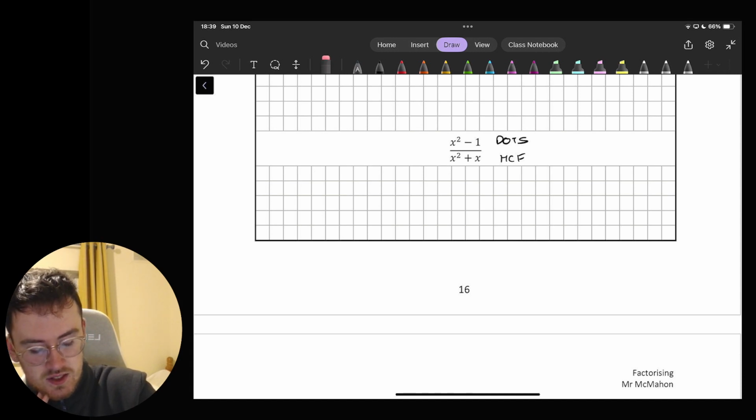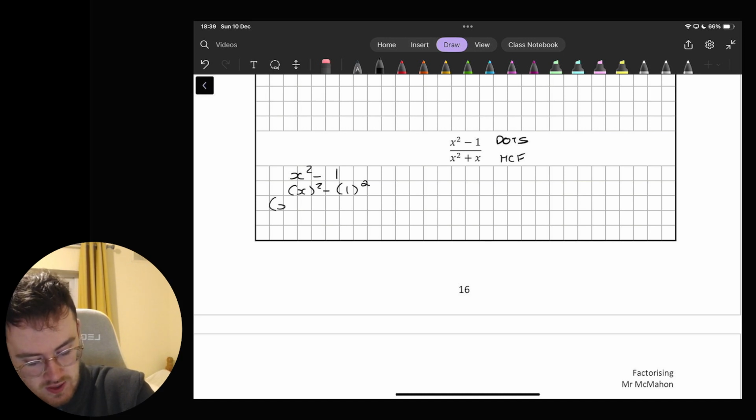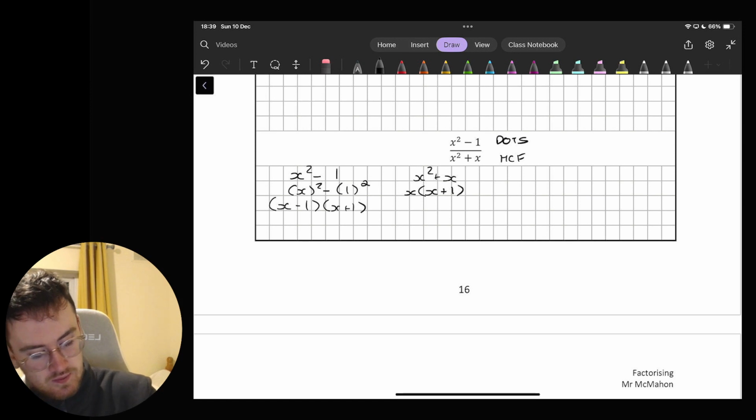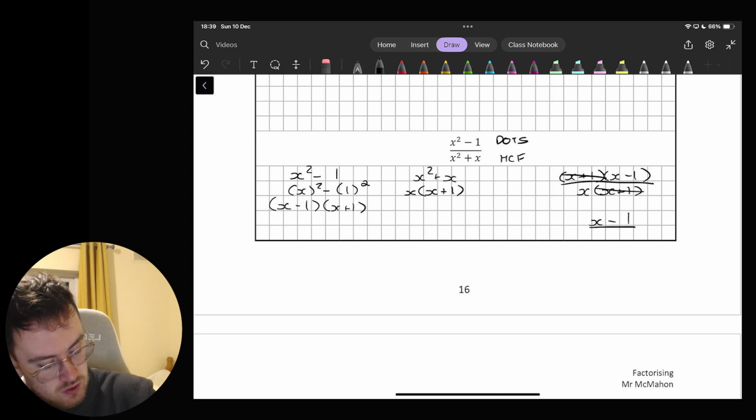So the difference of two squares on the top is x squared minus 1, which of course is x all squared minus 1 all squared. So I get x minus 1, x plus 1. And on the bottom, it's x squared plus x, which means I can factor out an x there and get x plus 1. So rewriting now the top and the bottom of my fraction there, it's x plus 1 by x minus 1 all over x times x plus 1. And I can cancel out the x plus 1 there, giving me x minus 1 over x.